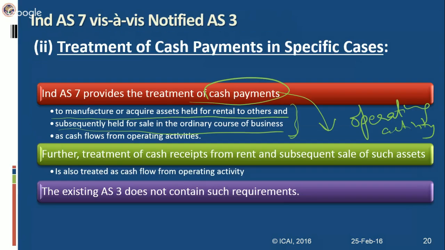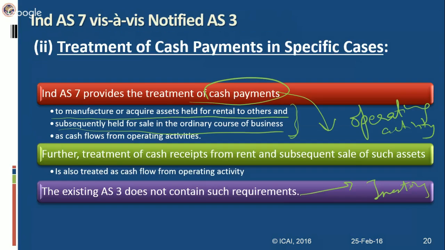However, in our AS 3, we do not have any of these requirements. If we purchase any asset, we take it as investing activity. If we receive any rent, we take it as investing activity. So this is the major difference between existing AS and Ind AS, where in Ind AS it is specifically given that all the cash payments made to acquire or manufacture assets held for rental to others or for sale will be treated as operating activity. This is a clear-cut difference. We are treating them as investing. This is a major difference.